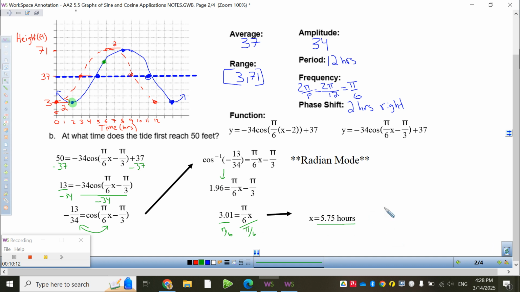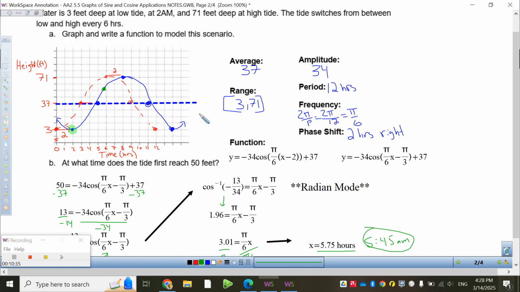5.75 hours. And if we wanted to change this into an actual time, this would be 5:45. That's 3/4 of an hour. 5:45 a.m. in this problem is when the height would actually reach 50 feet. And now if we go back to our graph, it looks like a reasonable guess. We had a reasonable guess here, 5.75 hours for this problem.